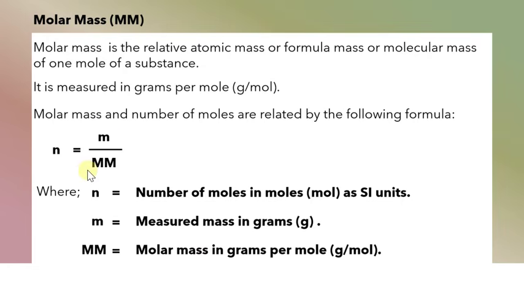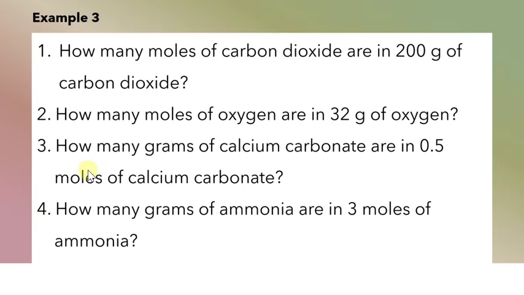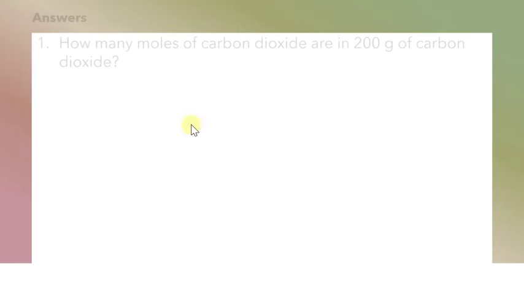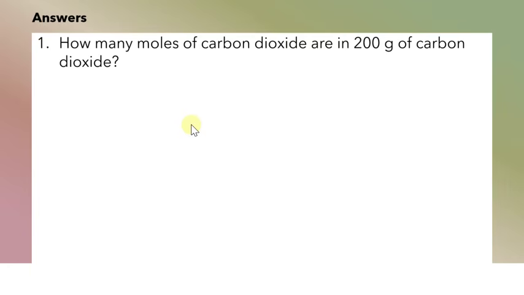Now let's move on and look at examples here. Example 3. 1. How many moles of carbon dioxide are in 200 grams of carbon dioxide? Number 2. How many moles of oxygen are in 32 grams of oxygen? So these are the questions here. Let's go through each one of them. So let's start with 1, which says how many moles of carbon dioxide are in 200 grams of carbon dioxide. So just put the formula here.